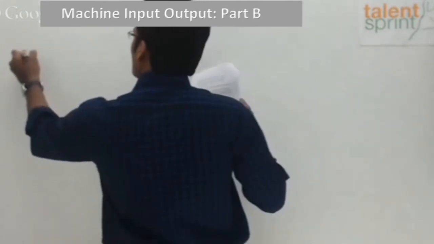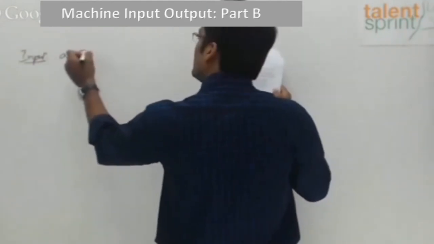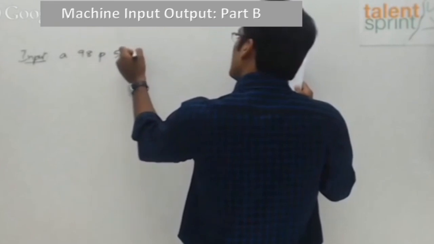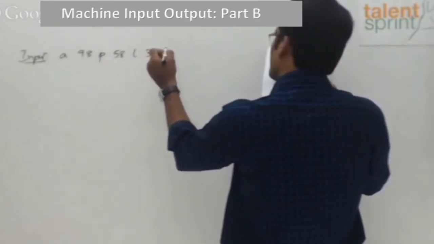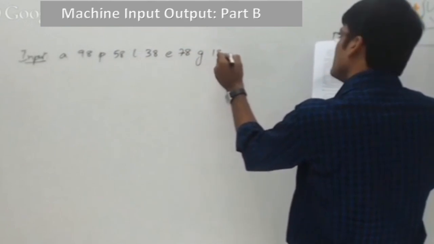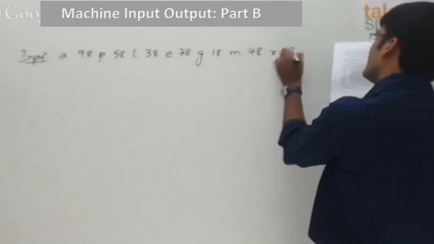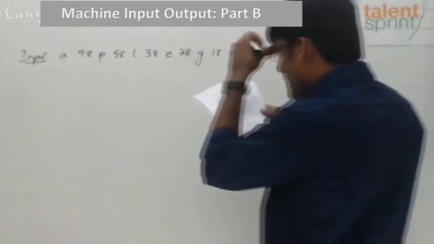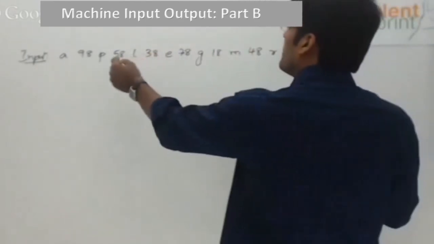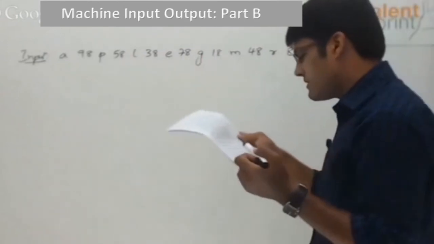So what is the input? Arrow 98, paint 58, lamp 38, each 78, great 18, most 48, rent 88, right? Let me just take this: A 98, P 58, L 38, E 78, G 18, M 48, R 88, right?